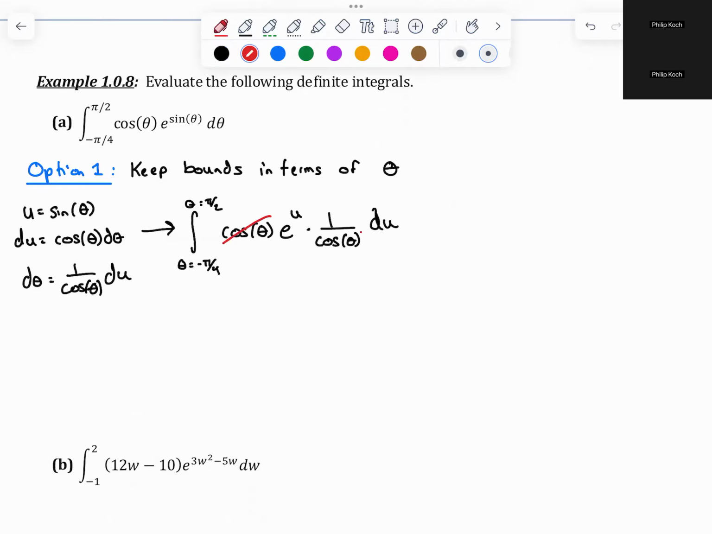And the cosine thetas cancel. And a couple things about this. This is the way you should write it if you're not going to change the bounds. If you're not going to change the bounds, you need to keep writing them as thetas. You should write theta equals, or something to remind yourself that it is in terms of theta. Technically speaking, it should be there regardless.